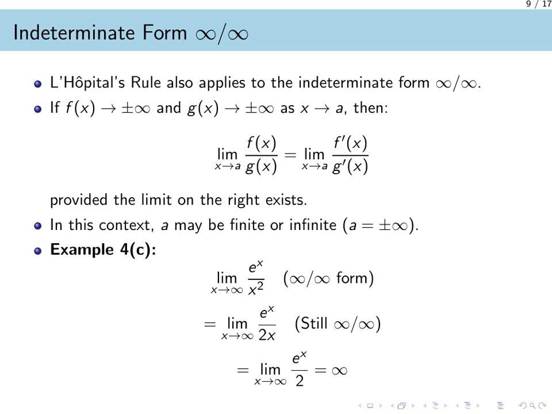For example, let us find the limit of e to the power x over x squared as x approaches infinity. This is an infinity over infinity form, so we apply the rule and get the limit of e to the power x over 2x. Since this is still an infinity over infinity form, we can simply apply the rule again. This gives us the limit of e to the power x over 2, which clearly goes to infinity.